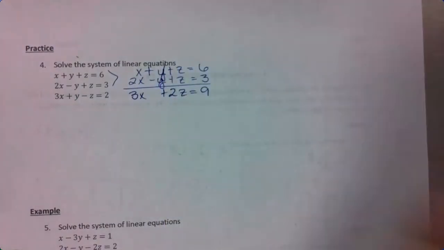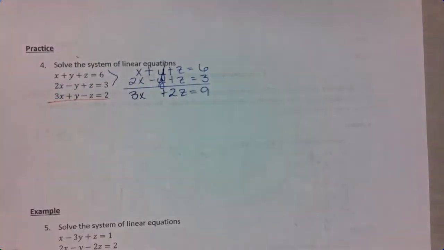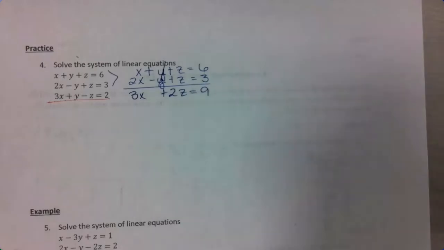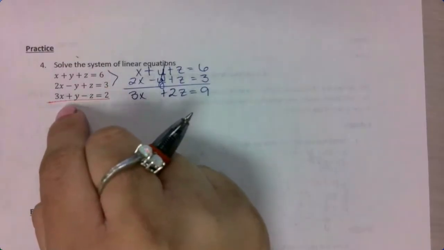Over here, if I add the bottom two together, I can cancel out my y's. When I'm doing elimination, again, I want to remember that I use all three equations to make the two equations. So I used the first two, and I had to use the third one. It didn't matter which of the first two I combined it with. I just had to combine it with one of them.